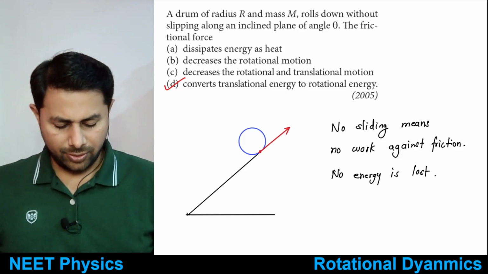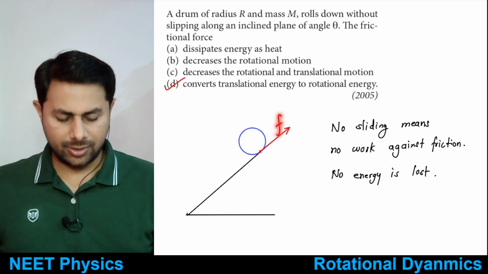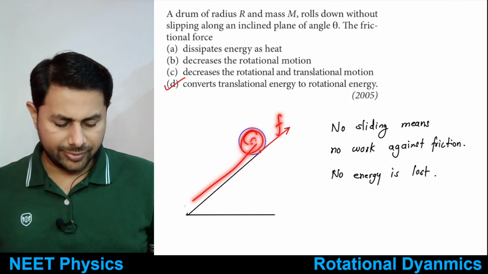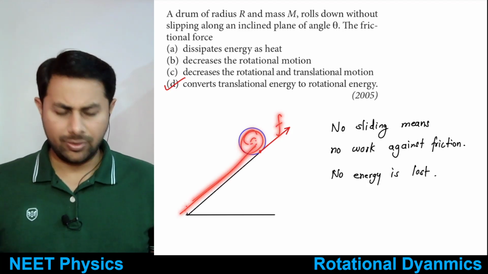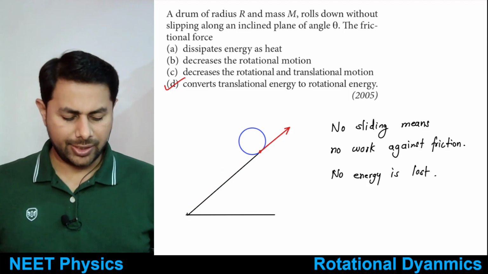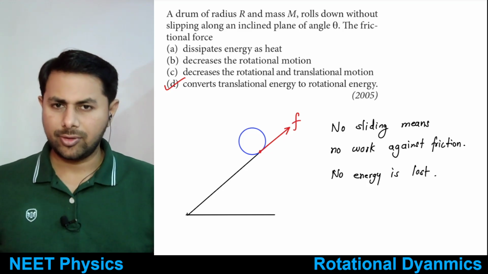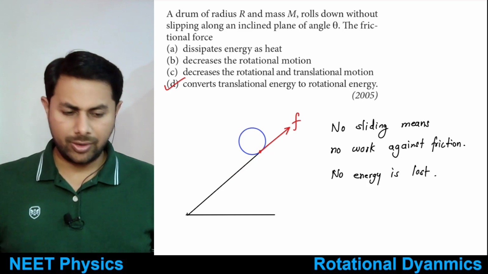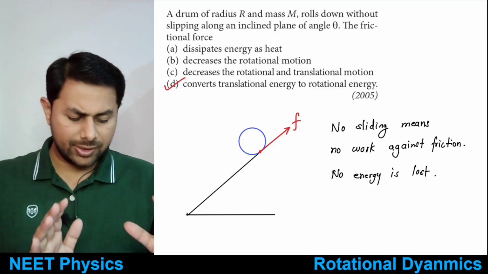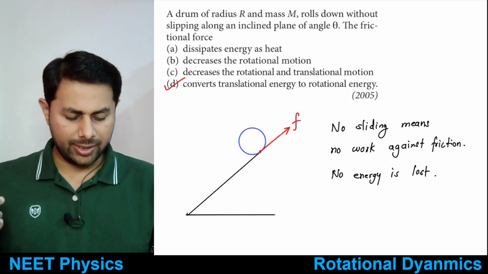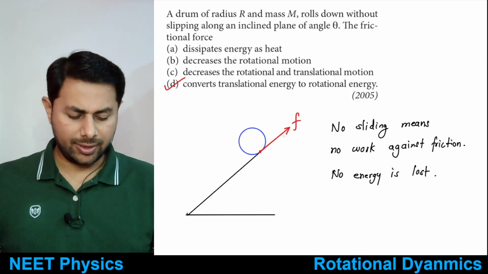Okay, so if there was no friction, then this drum, it would have slid down, right? It would have slid down. Okay, now since there is friction, which opposes the sliding motion, therefore you can think of friction as just sufficient to hold it over there. Suppose it doesn't slide down.